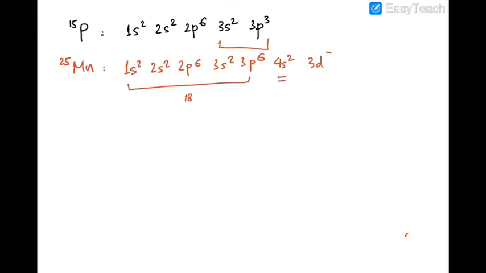Now this, again, is the configuration of half-filled, meaning that this will increase the stability of manganese due to the orbitals being half-filled. Now, sometimes we can also write the shortened version of this electron configuration, because 18 is actually the number of argon right here.